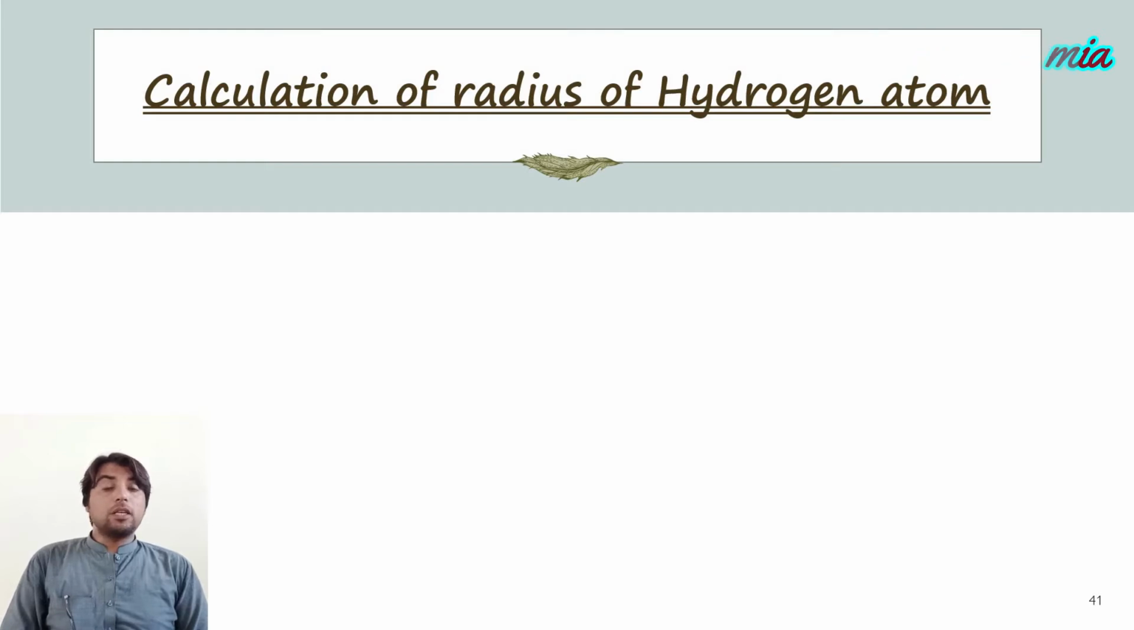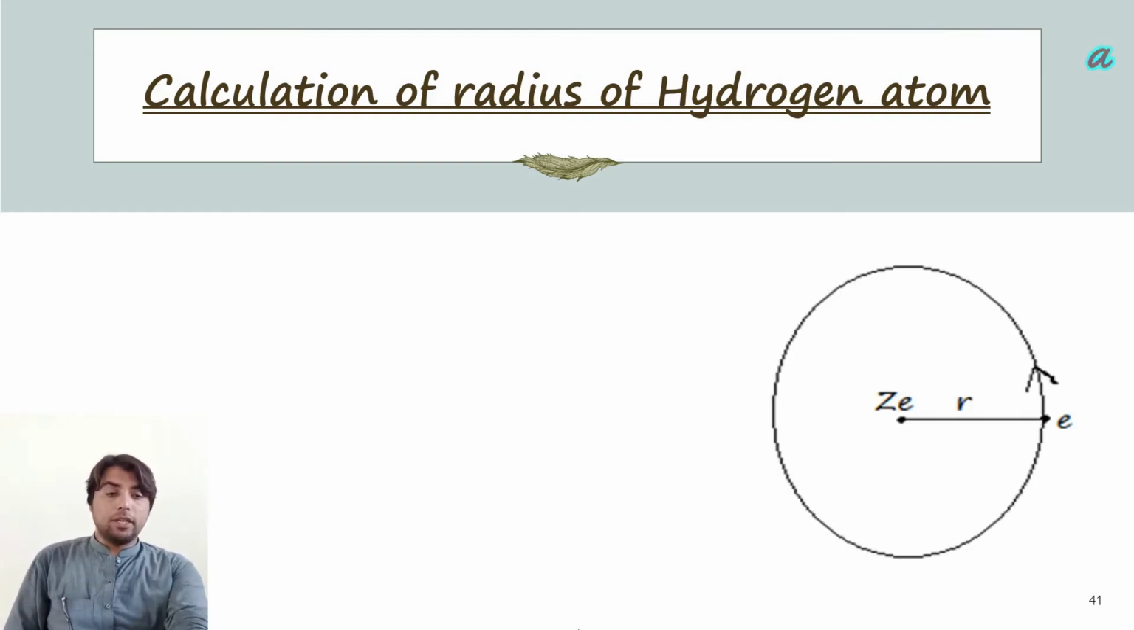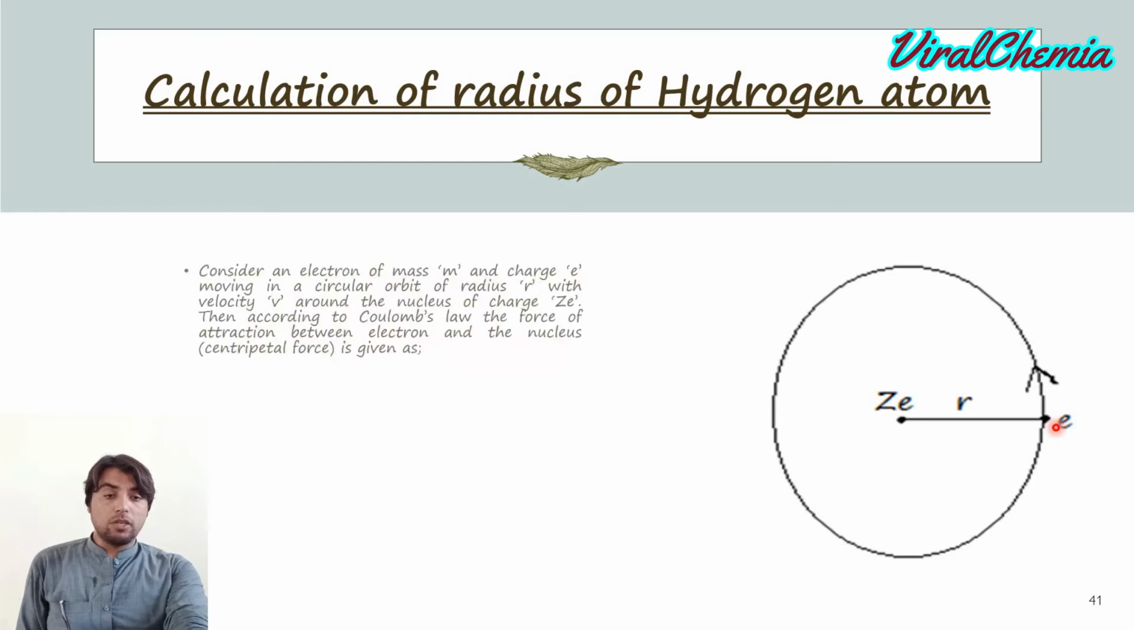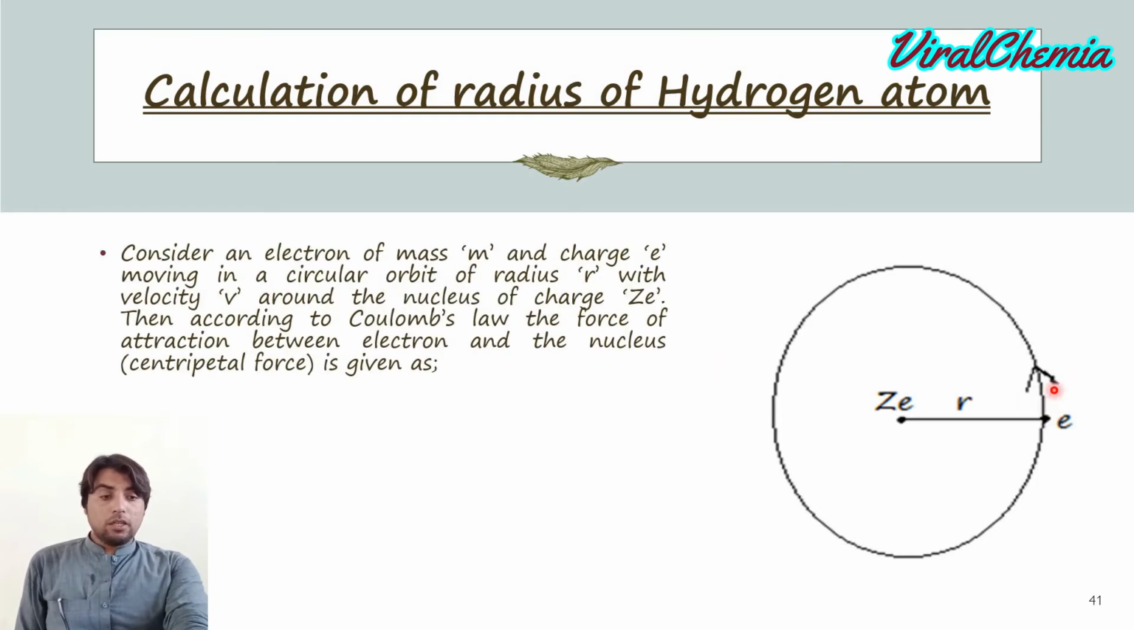Students, today we will discuss the calculation of the radius of the hydrogen atom. To calculate the radius of the hydrogen atom, first of all, let us consider the atom. In this atom, we have Ze as the charge of the nucleus, where e is the charge of the electron, r is the radius, which is the distance from the nucleus to the outermost electron. Here, the electron revolves with a velocity of v and it has a mass of m.